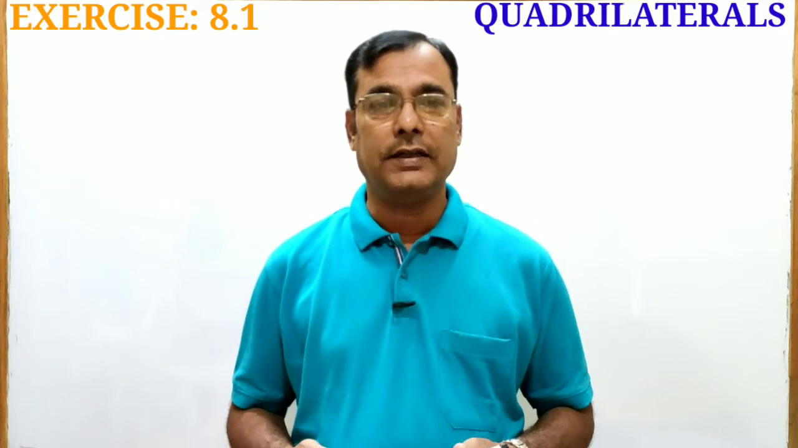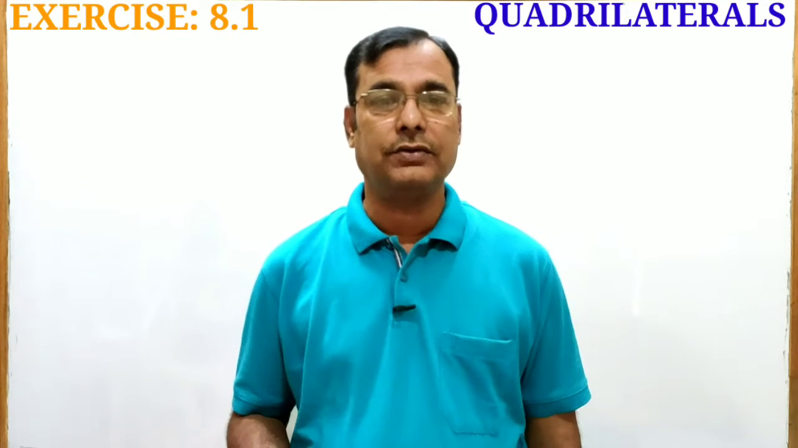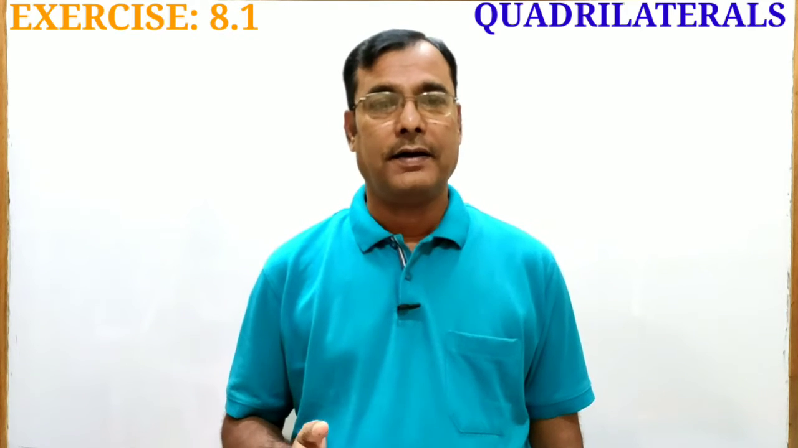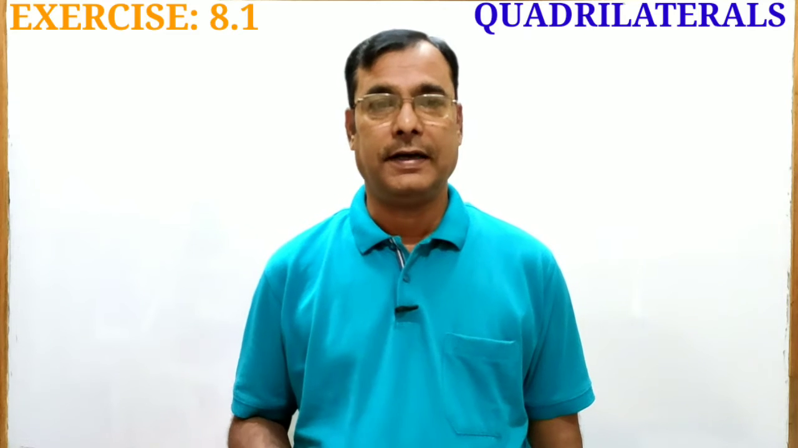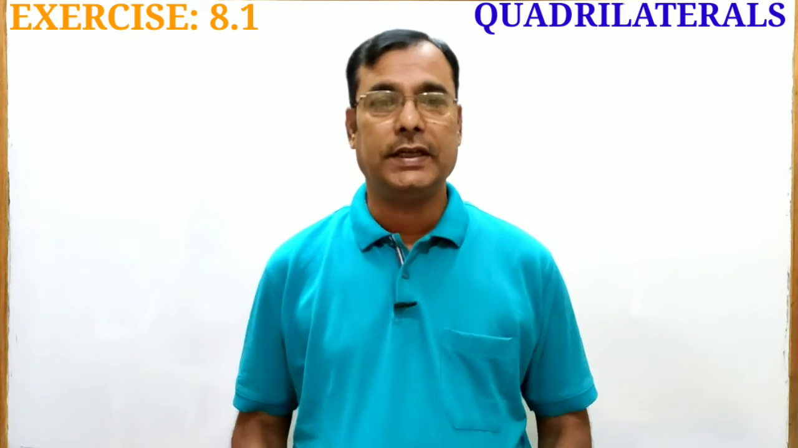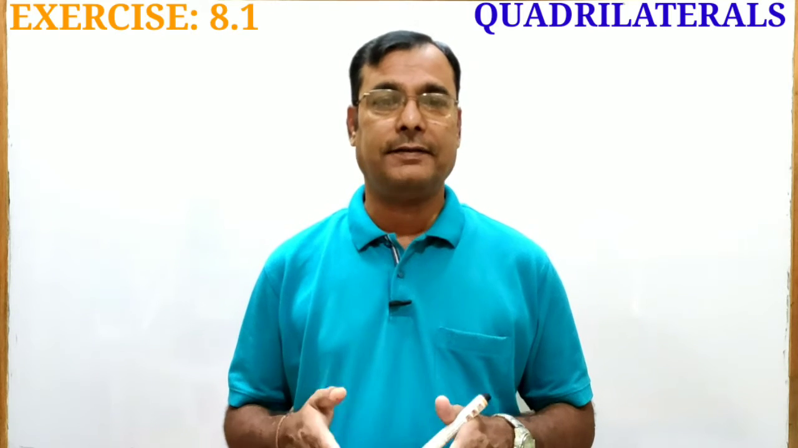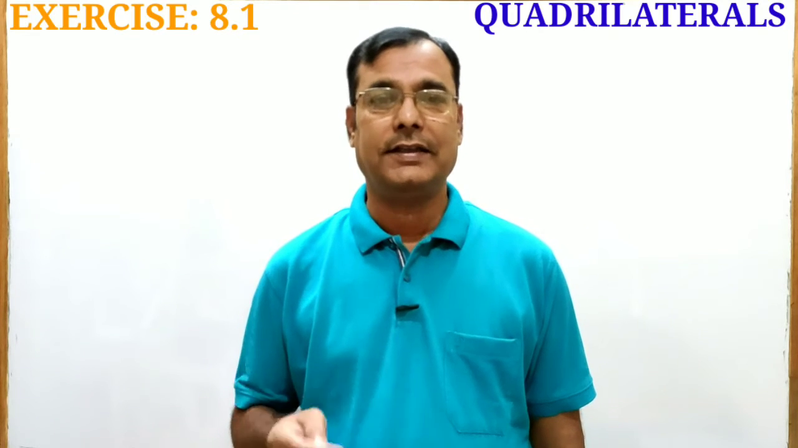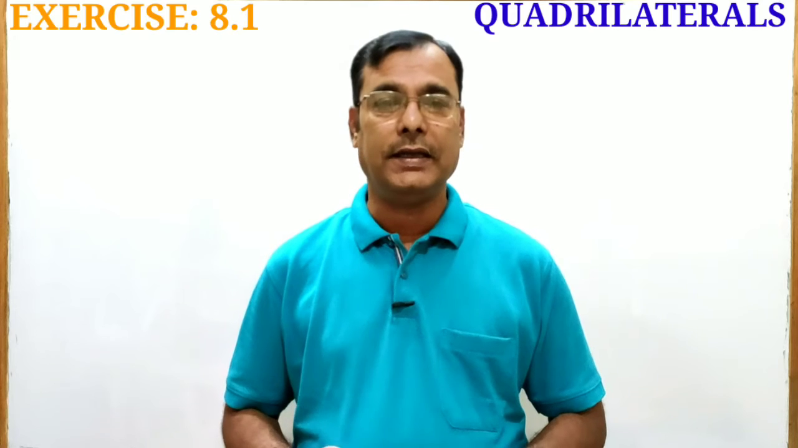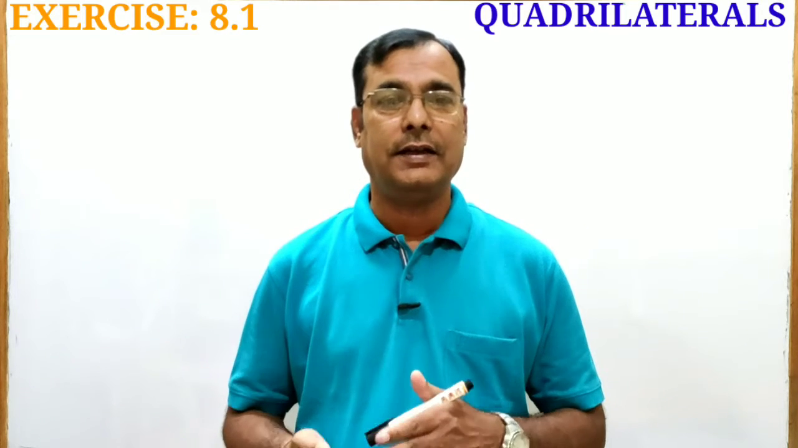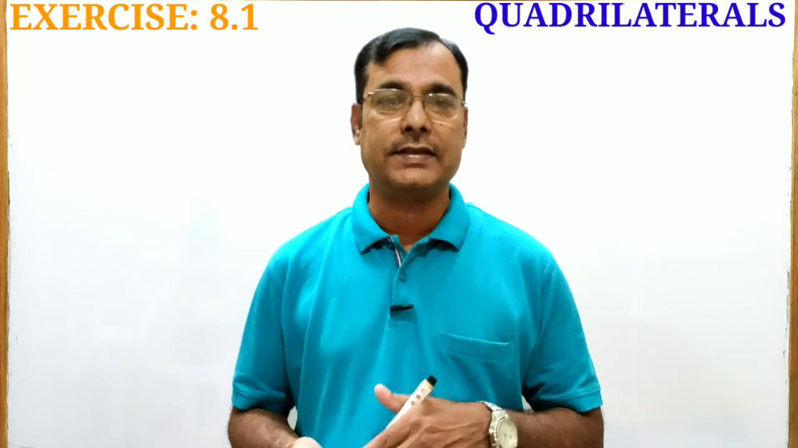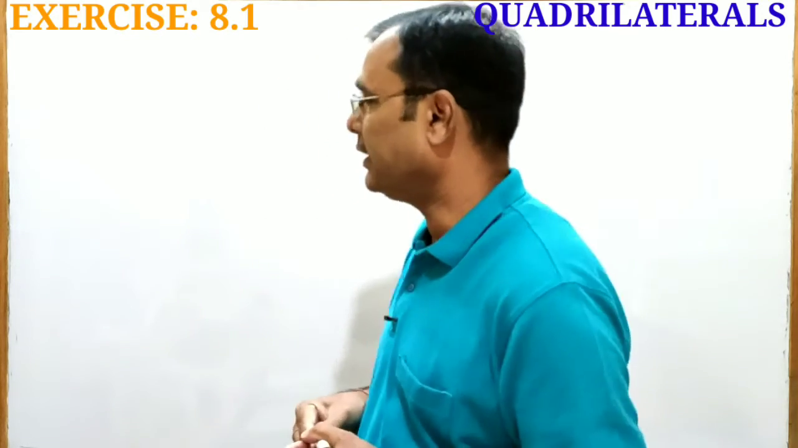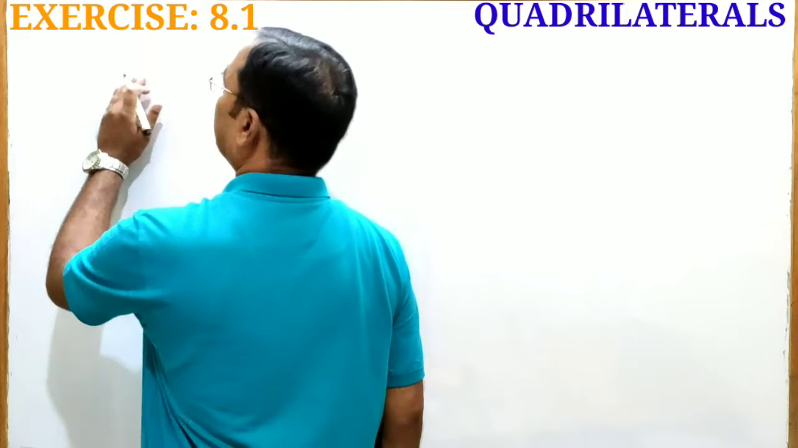In this question, 4 angles of the quadrilateral are in the ratio 3:5:9:13. So 4 angles are multiples of 3, 5, 9 and 13. So let us suppose that 4 angles of the quadrilateral are 3x, 5x, 9x and 13x. Thereafter we will apply angle sum property of a quadrilateral and find the value of unknown x and thereafter 4 angles of the quadrilateral. So let's start solution of this question. Number 1, exercise 8.1.